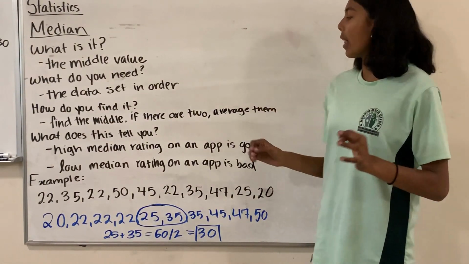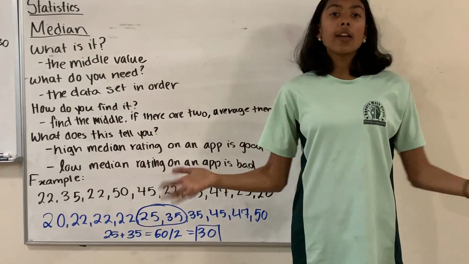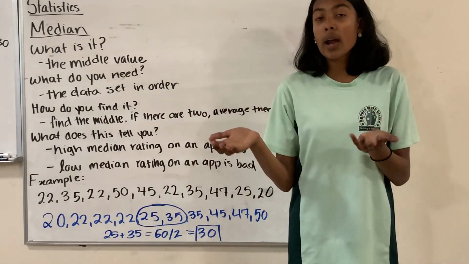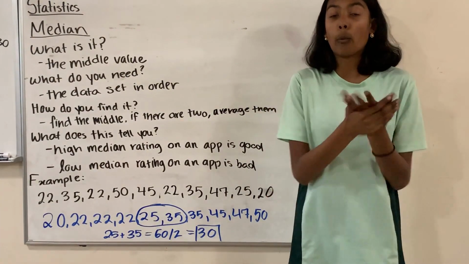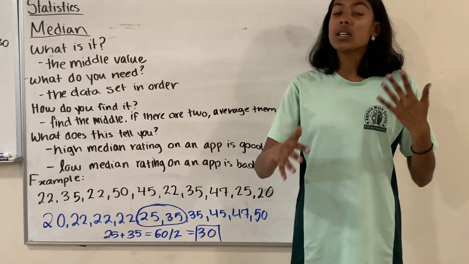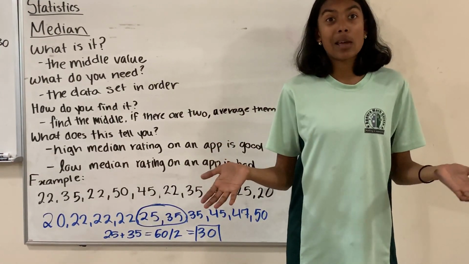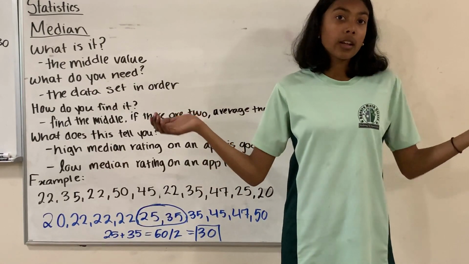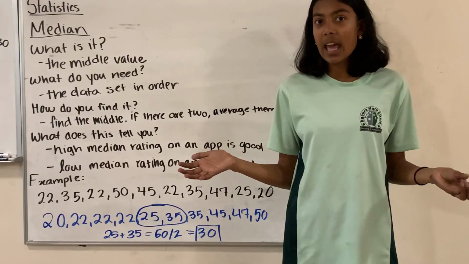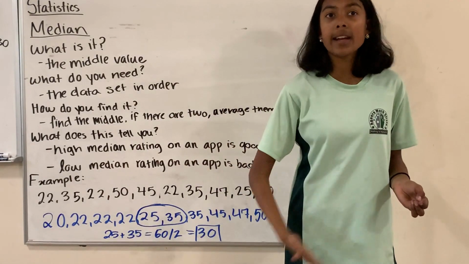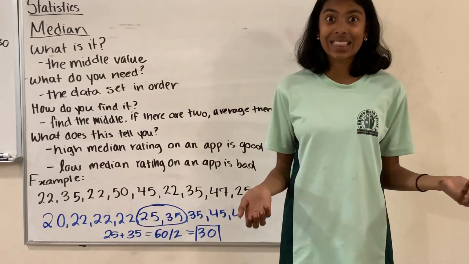What does this tell you? Well, let's say you have an app, a game. If the median rating is really high, that means that app is doing really good. Like it's a really fun game. But if the median value is super low, that means that the game isn't really good, and you shouldn't get it. So people look at these things when they're trying to find a game, or if they're buying something, they look at the ratings. They look at the median. They look at the mode. And they look at everything like that.